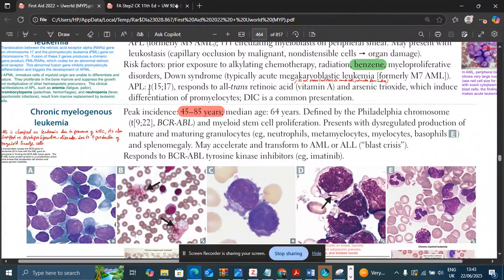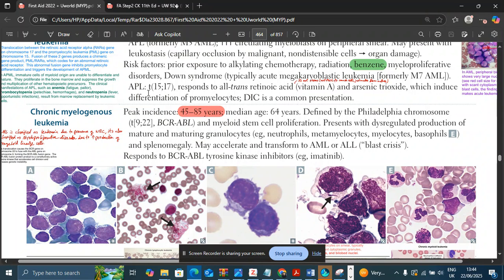Now you should also know the difference between chronic myelogenous leukemia and leukemoid reaction. Leukemoid reaction is a type of reaction which we see in infections. Leukemia is a malignancy. Leukemoid reaction is a reactive condition which we see in infections. Whenever there is an infection in the body, we'll see an increased number of white blood cells. But that doesn't mean that is malignancy. That is a reactive condition due to infection.